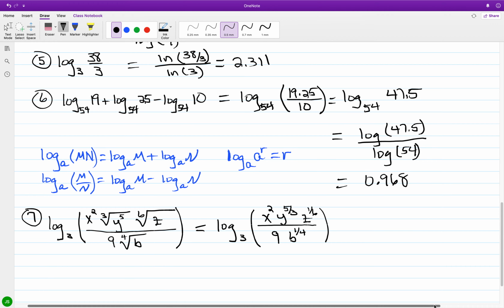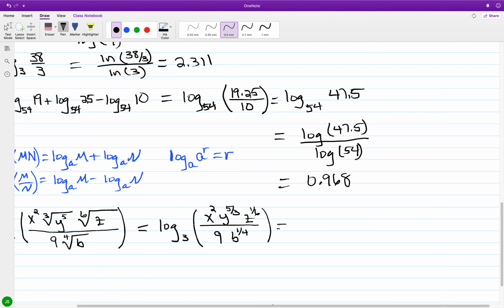And if I start to write in expanded mode, anything that is at the top will be positive, and anything that is at the bottom will become negative. So you have the base 3 logarithm of x squared, plus the base 3 logarithm of y to the 5/3.